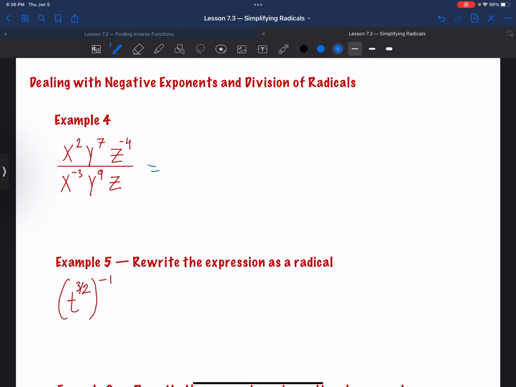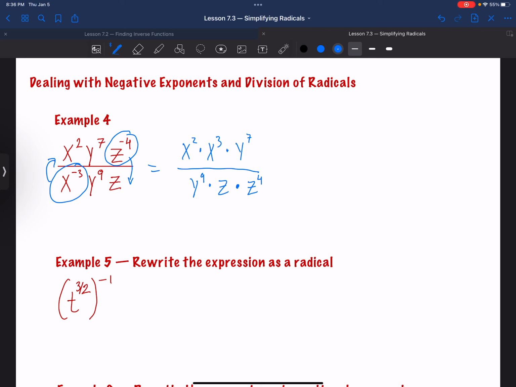Notice I have x to the power of negative 3. That's going to go up top, so I will say x squared times x cubed. And then times y to the power of 7, because that doesn't change. But z to the power of negative 4, because it's on top and has a negative exponent, is going to come down. So this is over y to the power of 9 times z times z to the power of 4, because that got moved down.